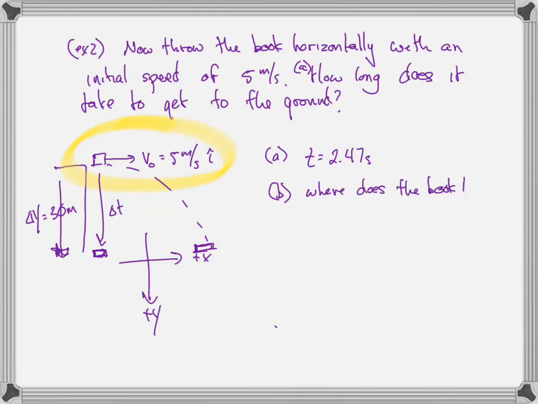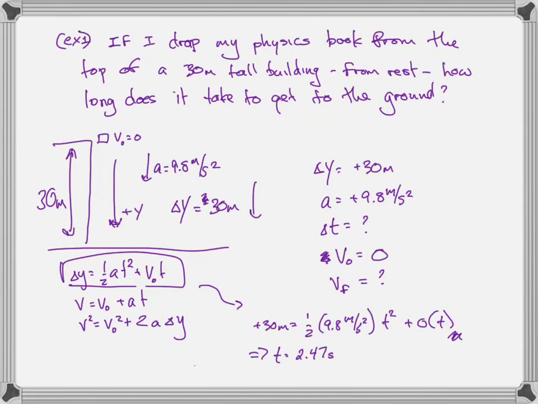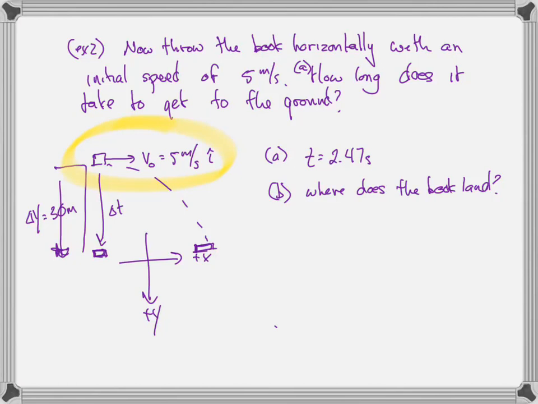So now, if I had asked that for example 1, where does the book land? You say the book lands on the ground. The book lands, but where? The book lands 30 meters down from its initial position and 0 meters across from its initial position, or it lands at the foot of the building, right? So if I want to answer the question in this second part about where does the book land, we are going to be talking about, it goes 30 meters down, but it also goes across some distance delta x away from the foot of the building. So how do we do that?